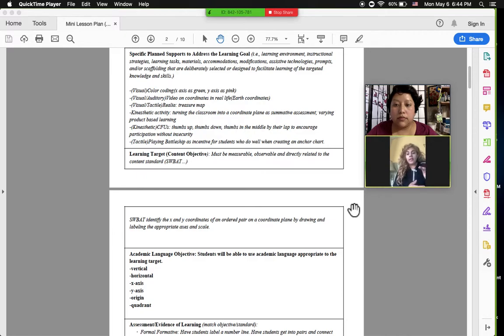So would you like to add anything? No, good. Okay, so specific plan supports to address the learning goal.